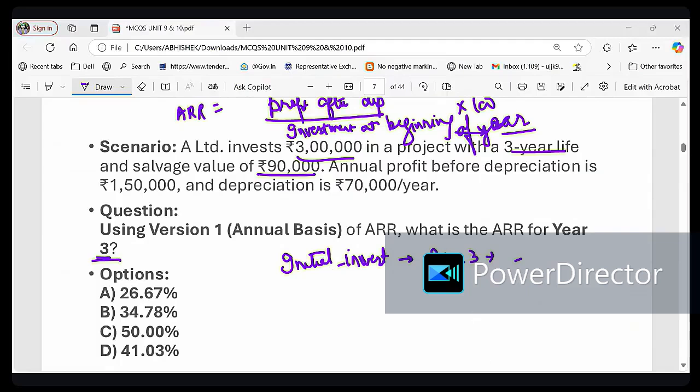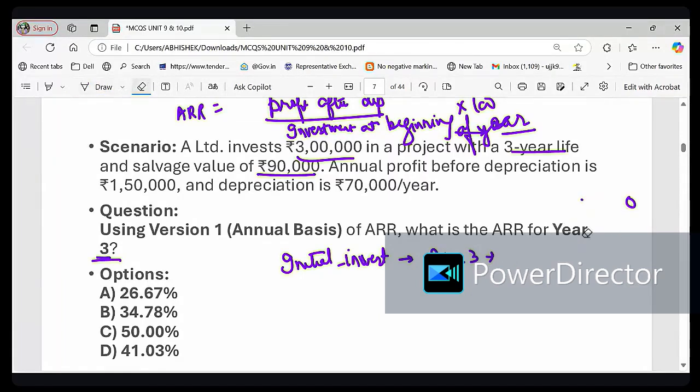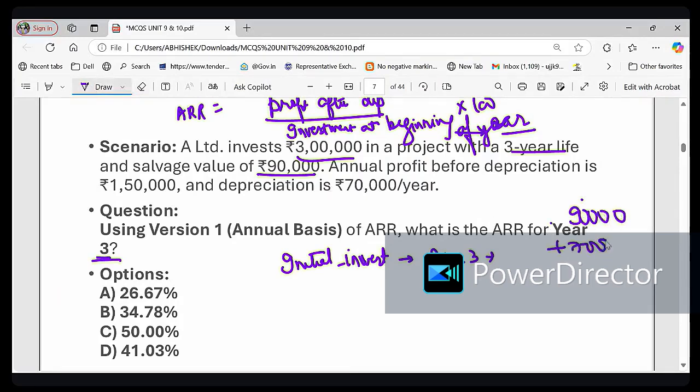Let me explain. Very easy. Initial investment was 3 lakh, right? After 1 year, it is a straight line method, so it gets depreciated. One way you can think of it: total years is how much? 3 years, right? And what is the salvage value? Salvage value is 90,000. So just add 90,000 plus 70,000. This is the investment at the beginning of year number 3, which is 1,60,000. Right? Is it clear or not?